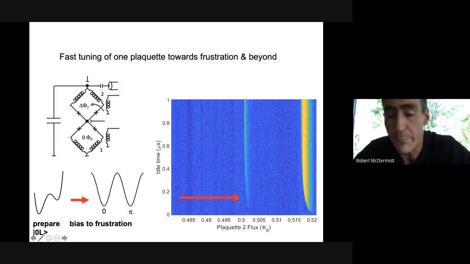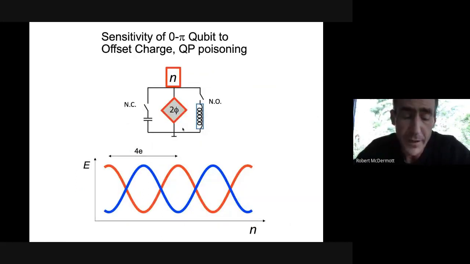In this case, Britton's group is approaching frustration from the left. As they near and get to frustration, you're seeing that there is a transfer of population between the 0 well and the pi well that we can map out nicely. And the key experiment then for us to do next is to look for coherent dynamics in that subspace.